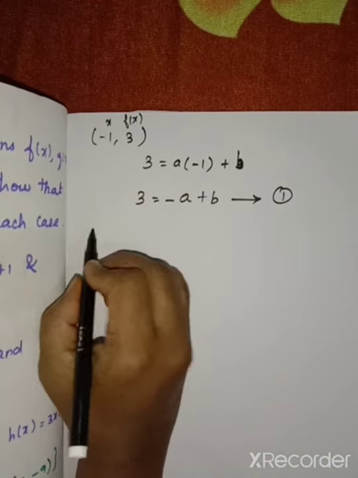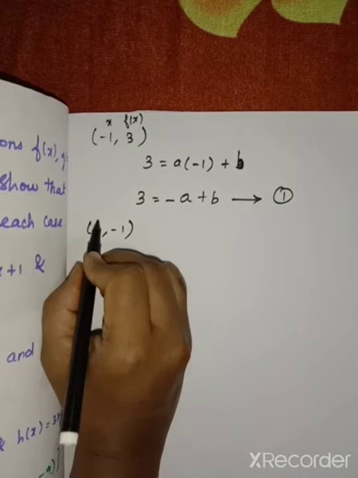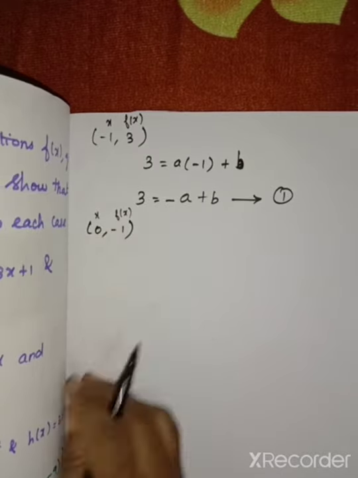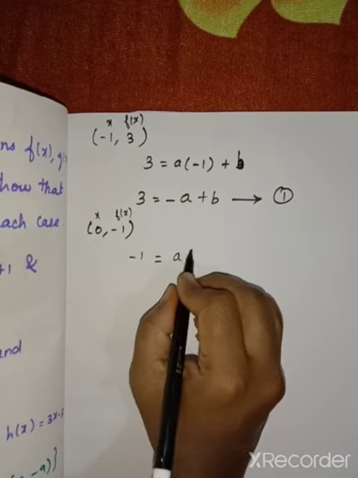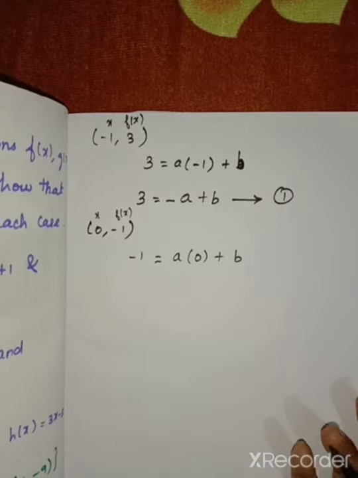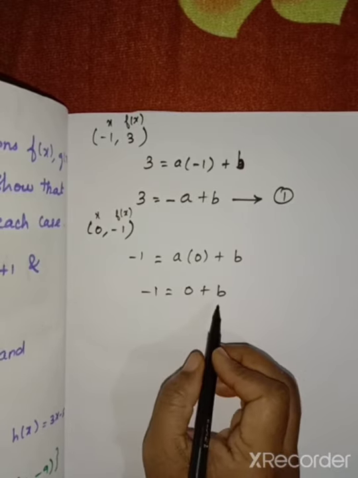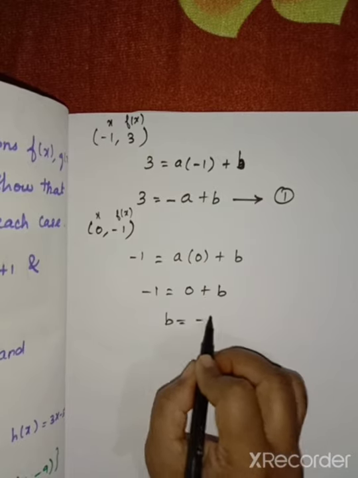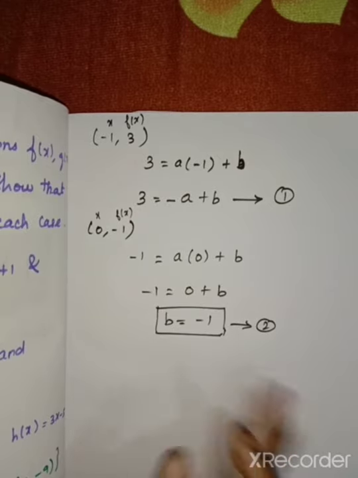Likewise, the second pair is 0, minus 1. Here 0 is considered as x and minus 1 is considered as f of x. Substituting, minus 1 equal to a into 0 plus b. A into 0 means if you multiply anything with 0, we get 0. So minus 1 equal to 0 plus b, which gives b alone. So b equal to minus 1. This is considered the second equation.